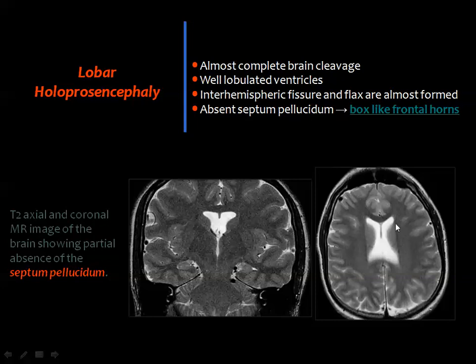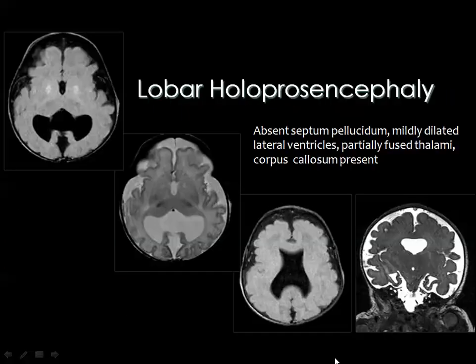They have frontal horn, occipital horn, temporal horn, and body. The interhemispheric fissure and falx are also well formed, and the only thing here is the absence of the septum pellucidum between the frontal horns of the lateral ventricles. And in the coronal images, you see this very characteristic configuration of the frontal horns of the lateral ventricles, which is known as the box-like frontal horns.